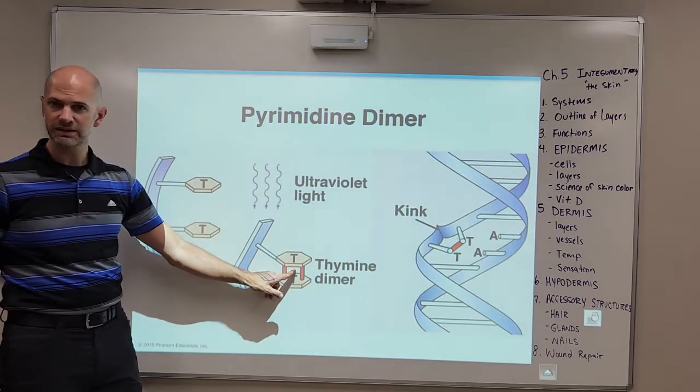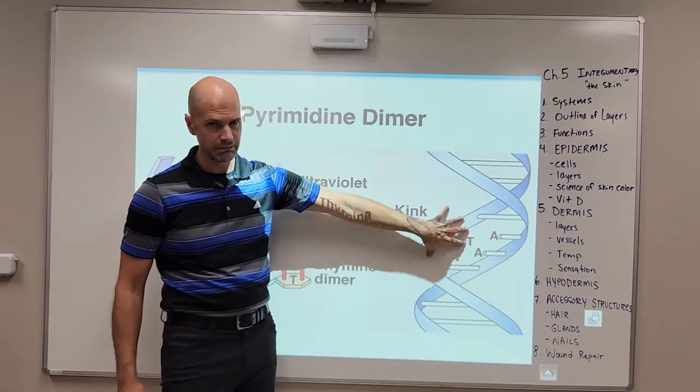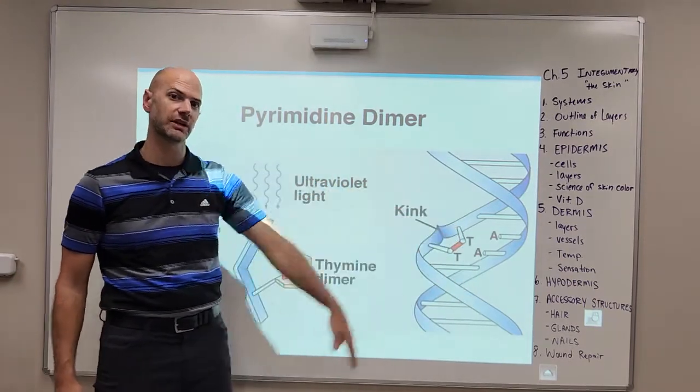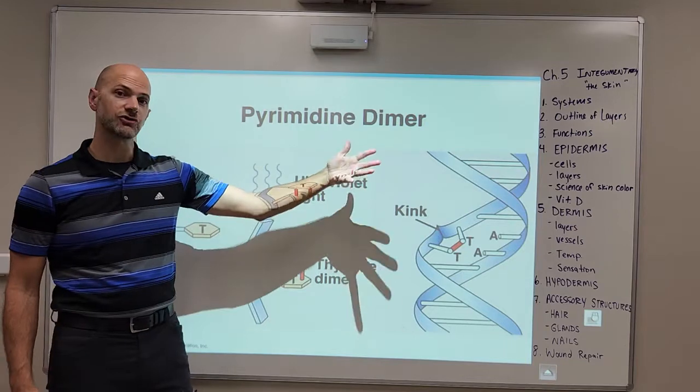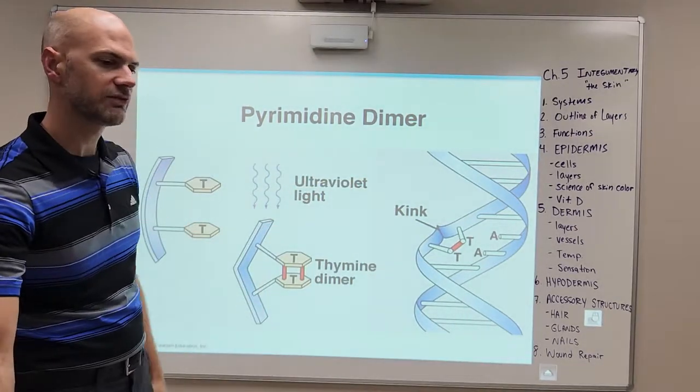Okay? It's a covalent change, and therefore you get a kink in the DNA, and you can cause a change in the genetic code, which can have downstream effects. That's a thymine dimer. That's what happens when you have too much sun damage.